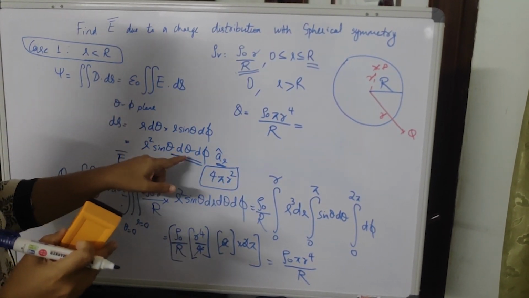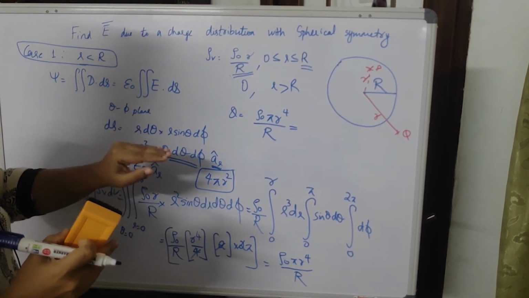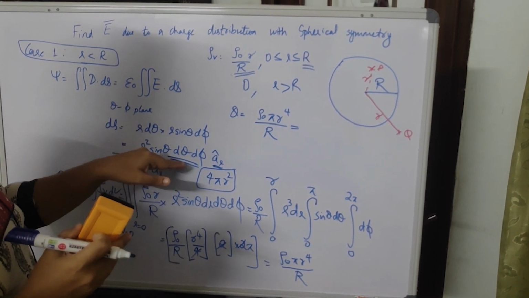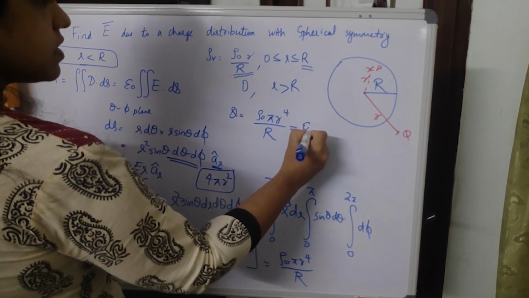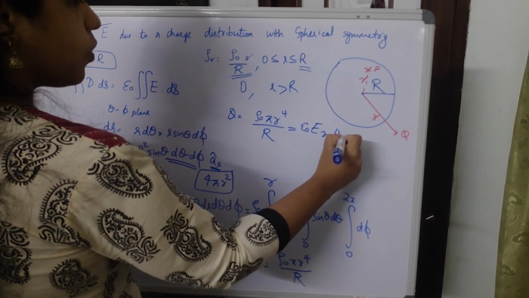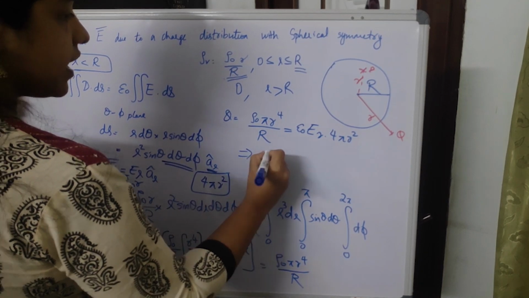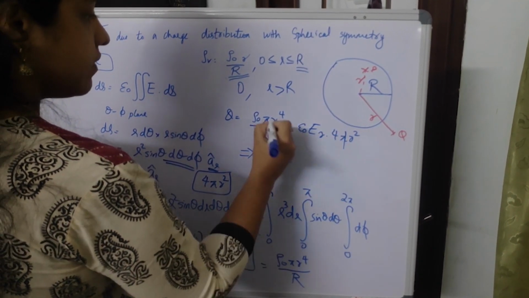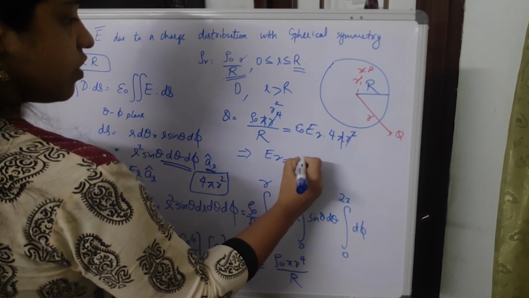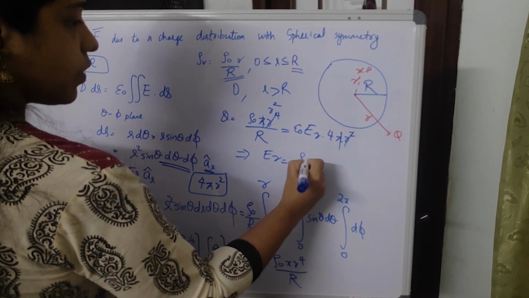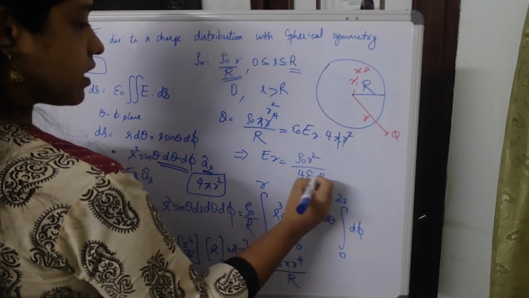So either you can put the limits for integration, theta from 0 to pi and phi from 0 to 2 pi, and integrate that way, or you can directly substitute 4 pi r square. So here you write epsilon 0 Er into 4 pi r square. And now you need to get the value of Er. Pi will be cancelled, this r square will be cancelled, and you get Er will be rho naught r square by 4 epsilon 0 capital R.